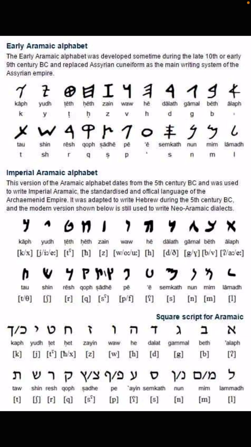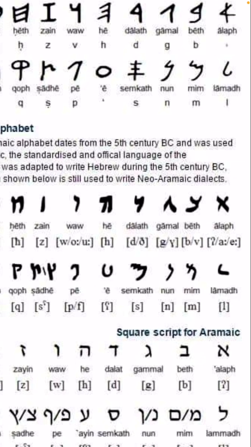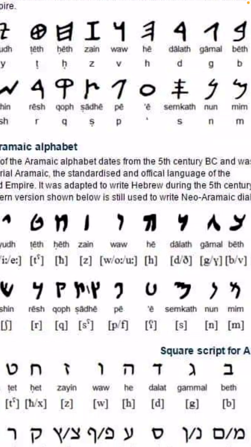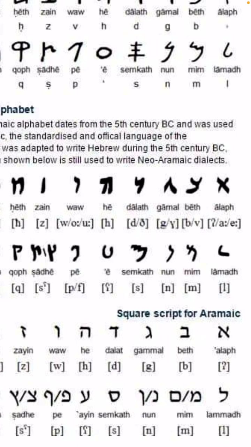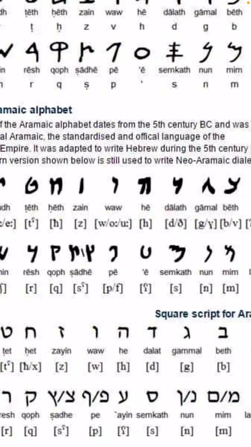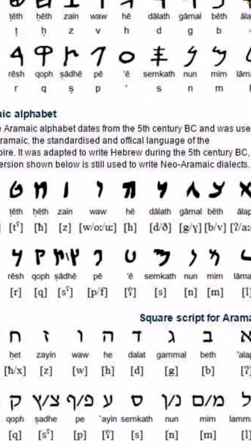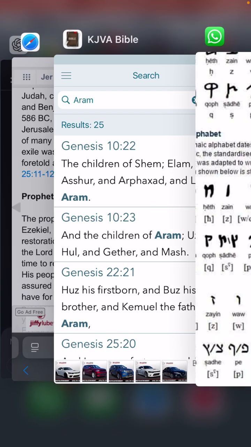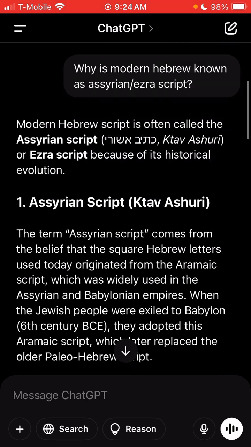So this is the actual Imperial Aramaic alphabet right here, which when you look at it, looks similar to what we call the Paleo Hebrew, the early Aramaic alphabet. But like I said, it looks like a crossbreed between the Paleo and the modern day Hebrew. This is what Ezra and the Jews were around in the time of the captivity, which is why when they came back to the Holy Land, they had this style of writing. This was the style of writing that they used, and then eventually it morphed and turned into what we have today. So let's go ahead and read a little bit of this.